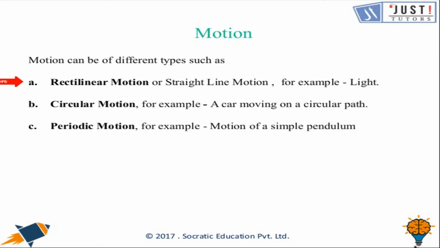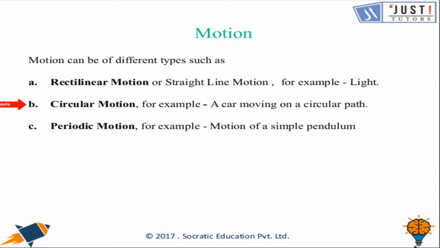The next kind of motion would be circular motion. Whenever an object moves along a circular path or seems to be covering the circumference of a circle, the object is said to be in circular motion. One such example would be a car moving on a circular path.